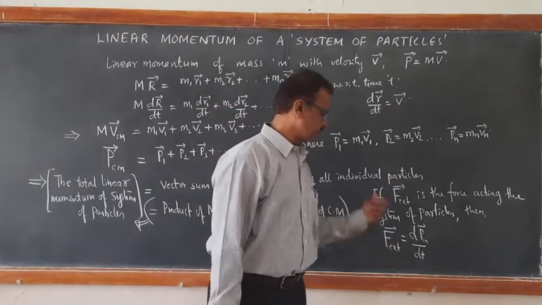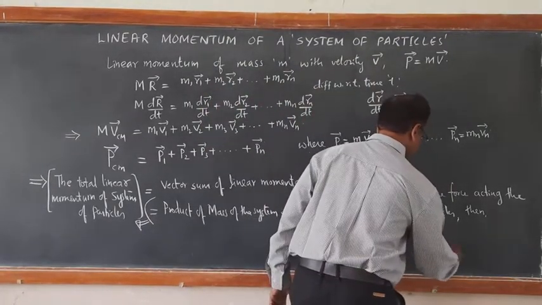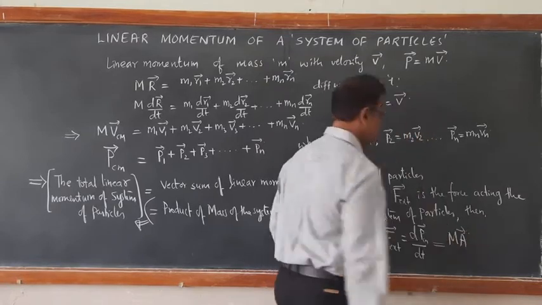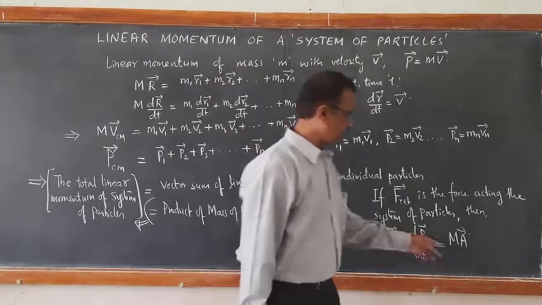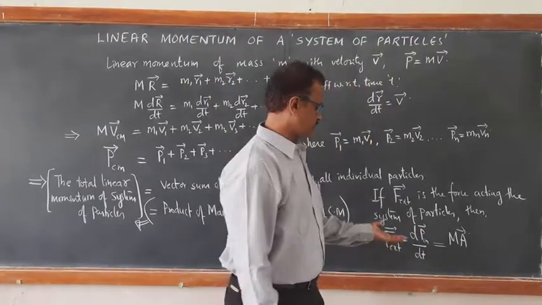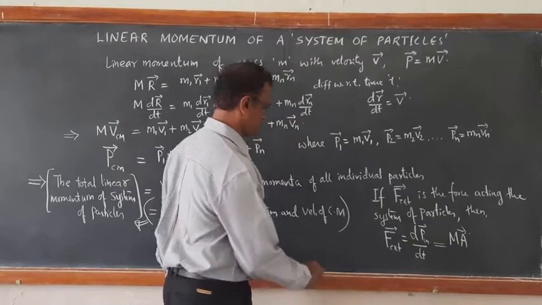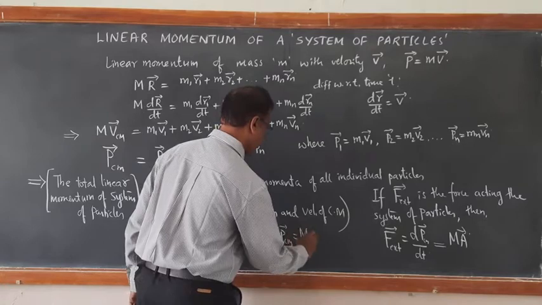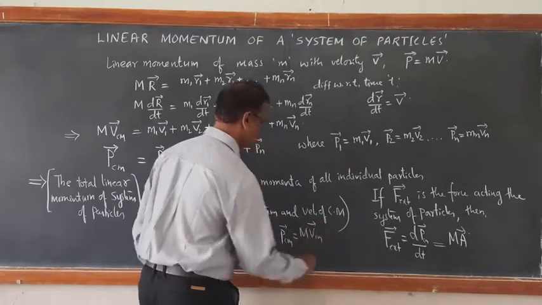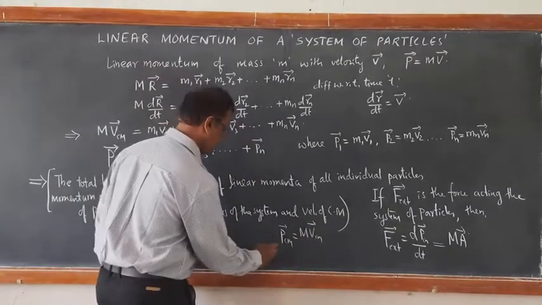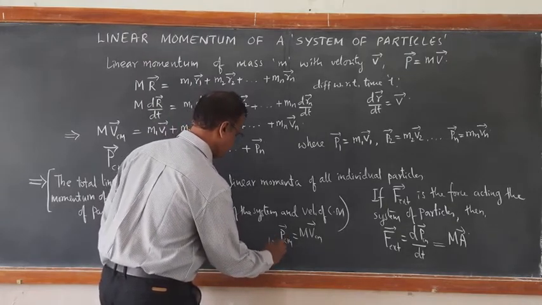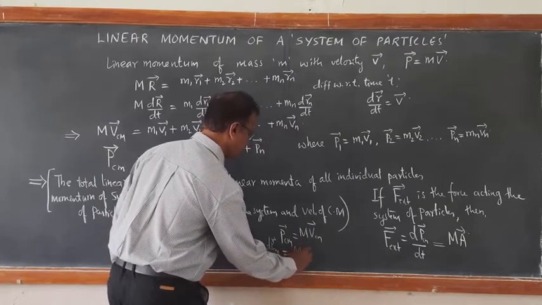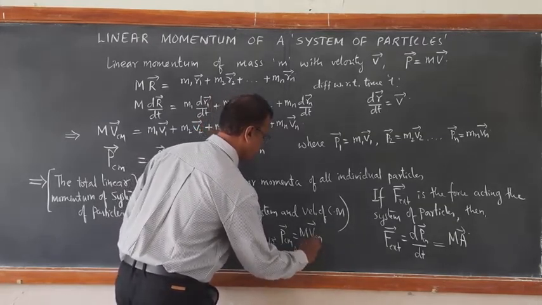This is the equation which we got yesterday as m into a, where a is the acceleration. You can just see here, what is Pcm? We know that Pcm is m vcm. If you differentiate this, dP by dt, then we get m into dvcm by dt.